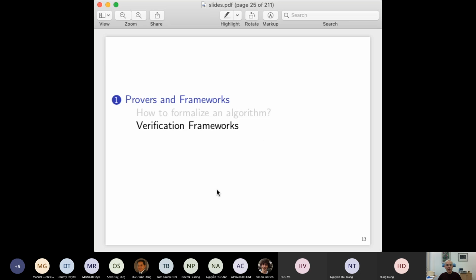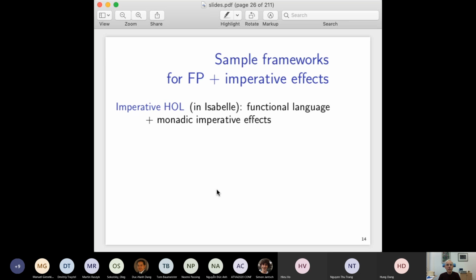Now, what kind of verification frameworks are there? Again, there are a lot, and I will just talk about two of them that are representative for a whole class of approaches. So two sample frameworks for functional programming plus imperative effects. Here the core is really a functional programming language, but it's expressive enough that you can also talk about imperative effects. One example of this kind of framework is something called Imperative HOL, imperative higher order logic. That's realized in Isabelle, and it really has the functional programming language of HOL plus imperative effects expressed in a monadic style.